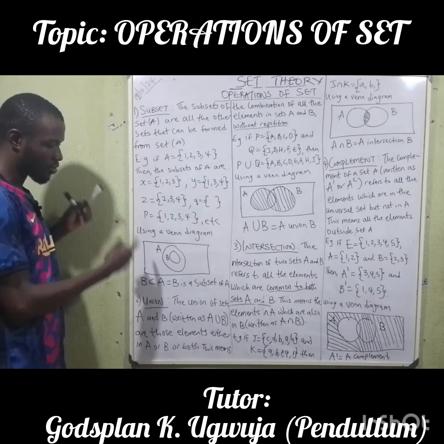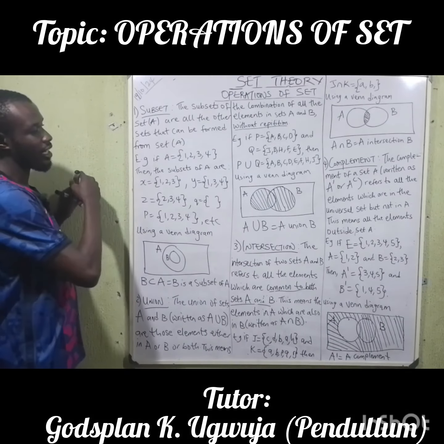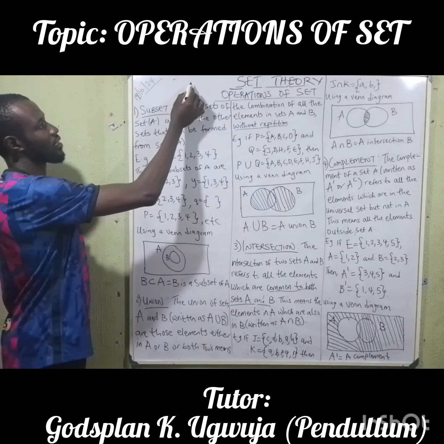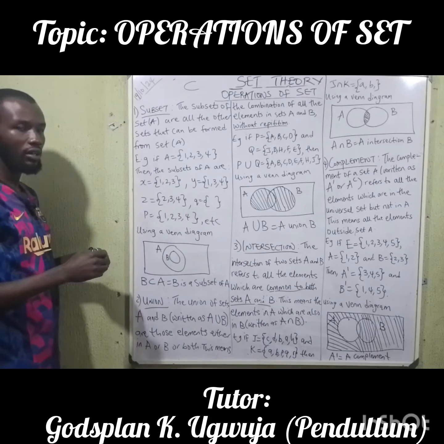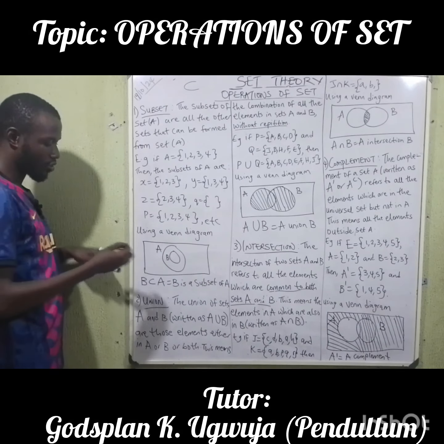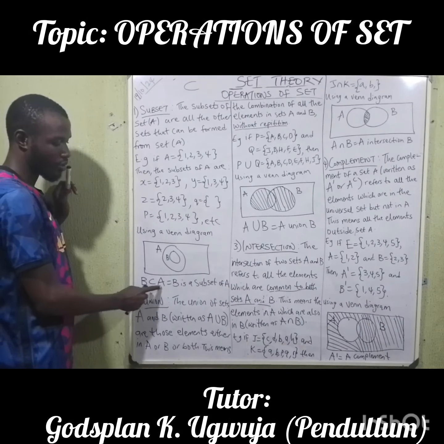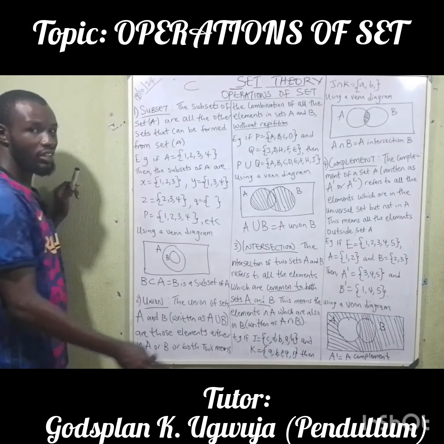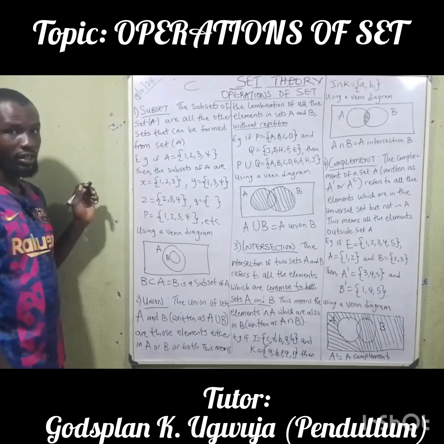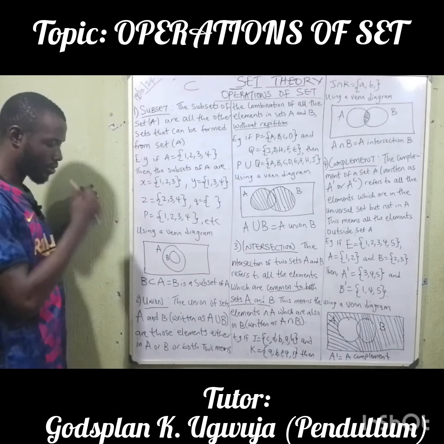So this is the sign for subsets. All right, a curved C like this. This is a sign for subsets. Okay, a curved C. So this means B is a subset of A. So that's actually quite straightforward.